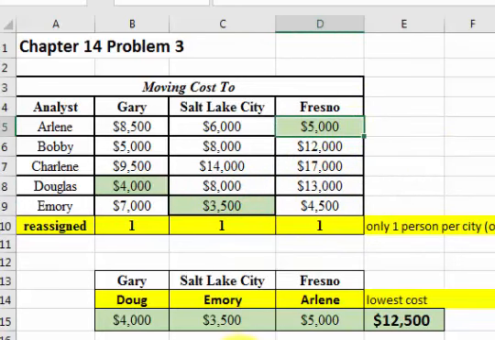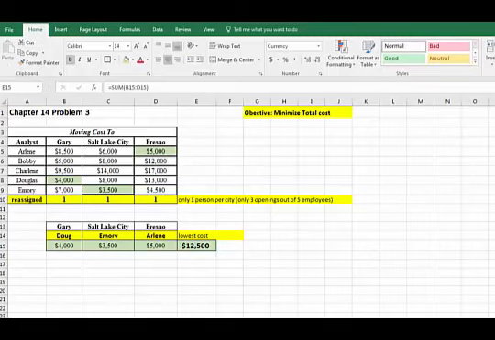So just eyeballing it, Doug goes to Gary, Indiana. Emery goes to Salt Lake City, Utah. Arlene goes to Fresno, California. And that is the correct answer. But here comes the hard part. We're going to do this using Excel. I shouldn't have said hard part. This does get easier with practice. Practice, practice, practice. Okay, so first thing I did was this.